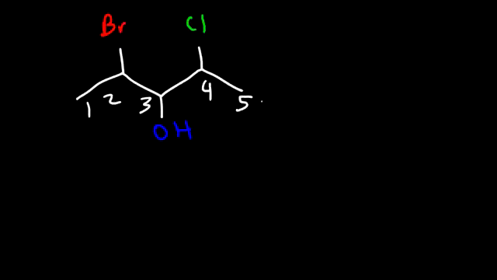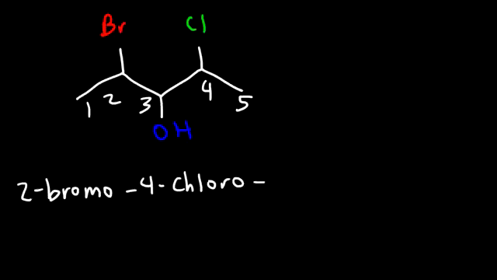Here's another example for you. So this time we're going to have 3 substituents. And it really doesn't matter which direction we start counting because the OH group will be on carbon 3. However, for these 2 substituents, it does matter. If we count it from left to right, we're going to get the name 2-bromo-4-chloro, and then the OH is on 3, so that's going to be 3-pentanol.